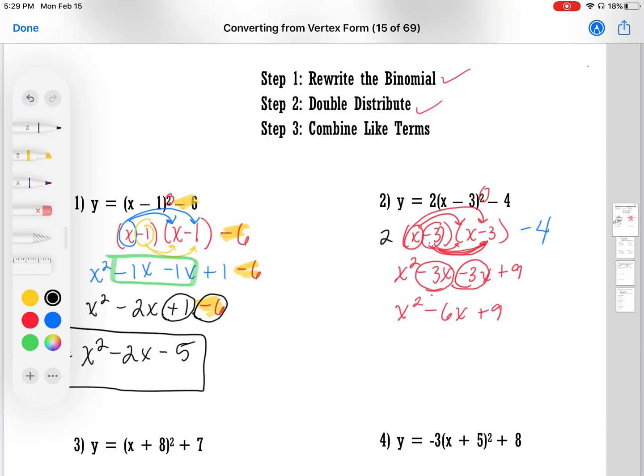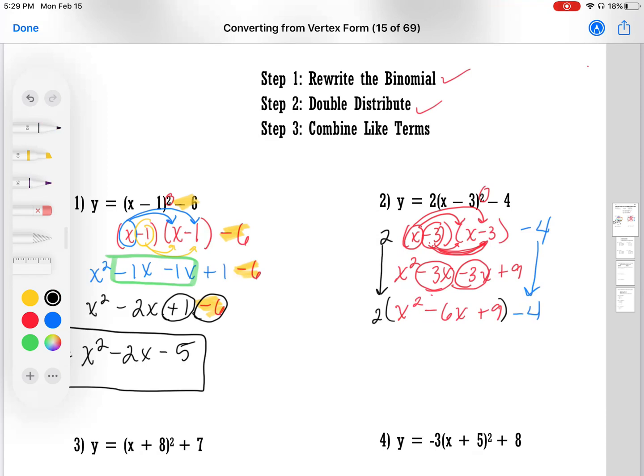So now I need to bring down the rest. There is a 2 in the front, so I'm going to put a 2 in the front. And then there is a minus 4 in the back. Okay, so I double distributed the parentheses. Then I brought down the 2 that was hanging out in the front, and I brought down that negative 4 that was hanging out in the back.